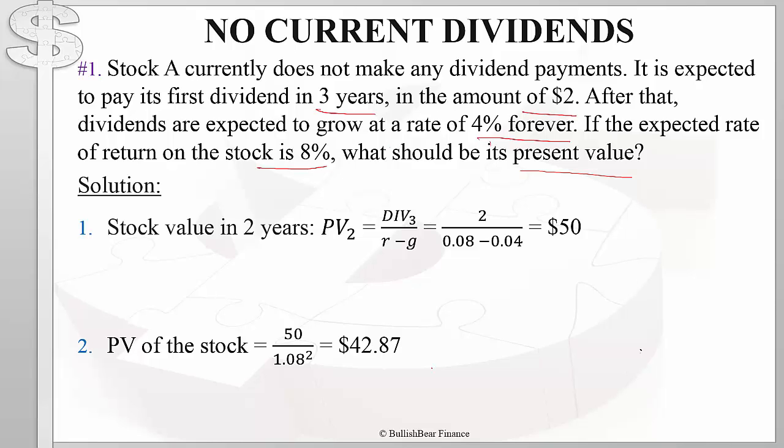To answer this question, we need to follow two steps. The first is to compute the stock value in 2 years, which means we compute the present value of the stock in 2 years using the next period's dividend payment. It might be a good idea to draw a timeline.